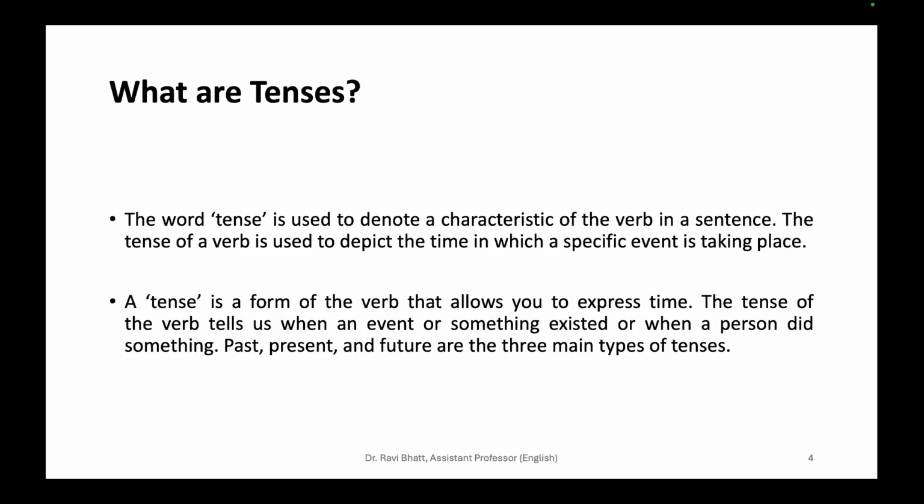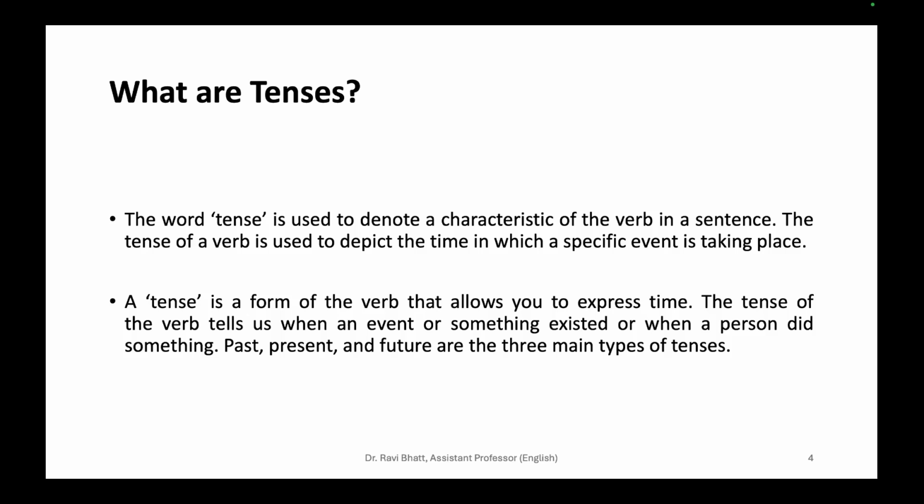First, what are tenses? The word tense is used to denote a characteristic of the verb in a sentence. The tense of a verb is used to depict the time in which a specific event is taking place. As we all know, in the English language, tenses become extremely crucial for two reasons. Number one, for giving the much needed clarity about which time reference a person is referring to. And if we jumble up sentences, the entire meaning of a sentence might go haywire.